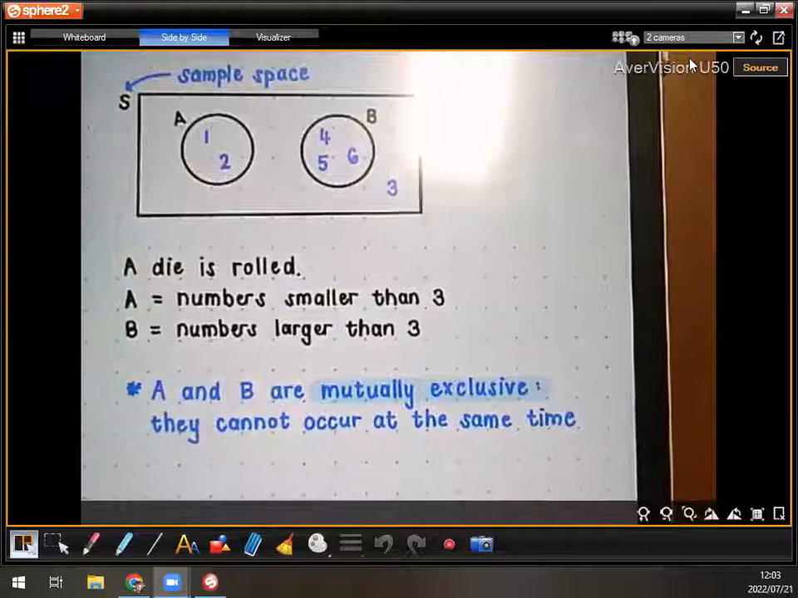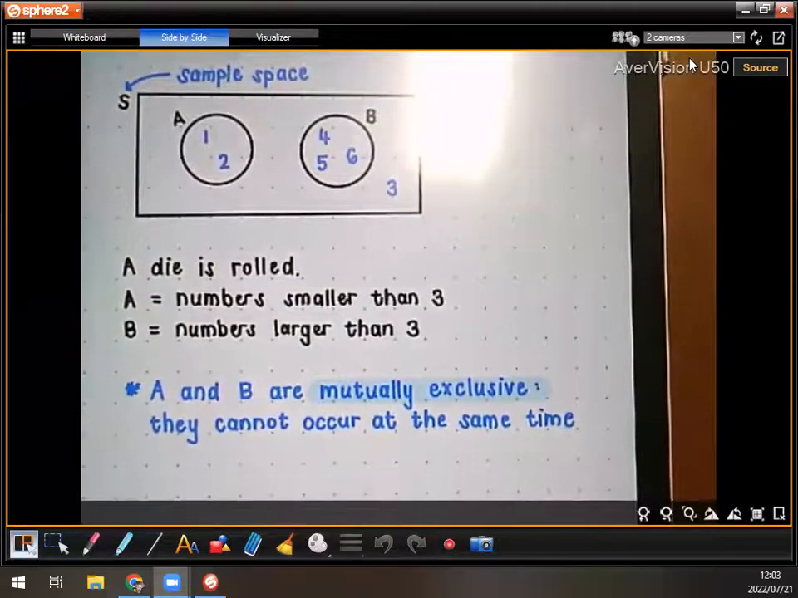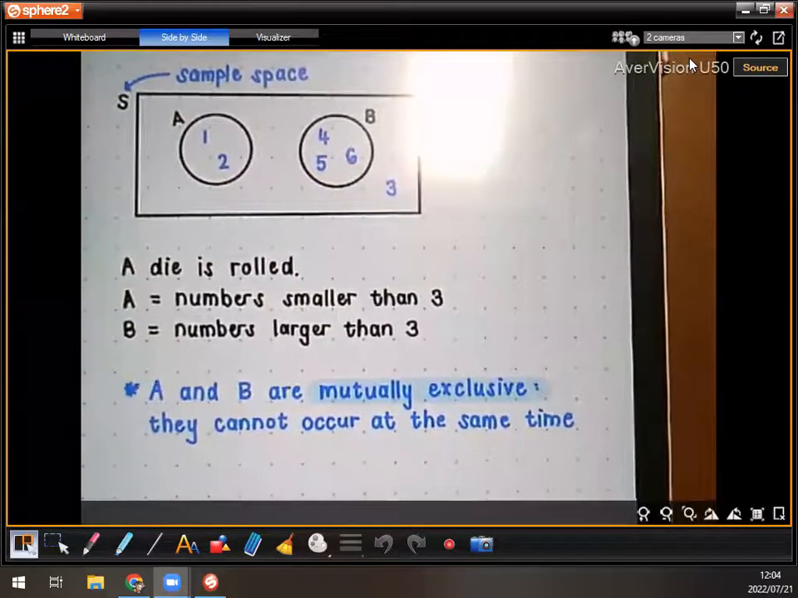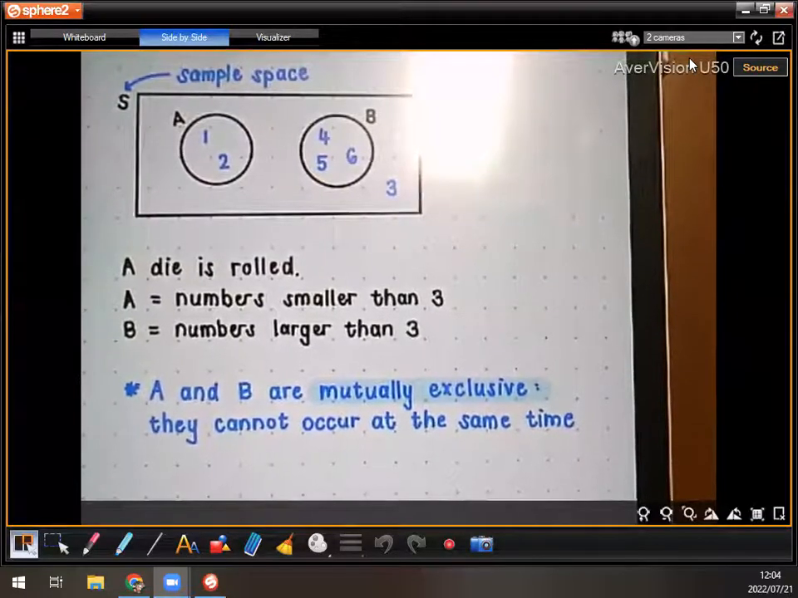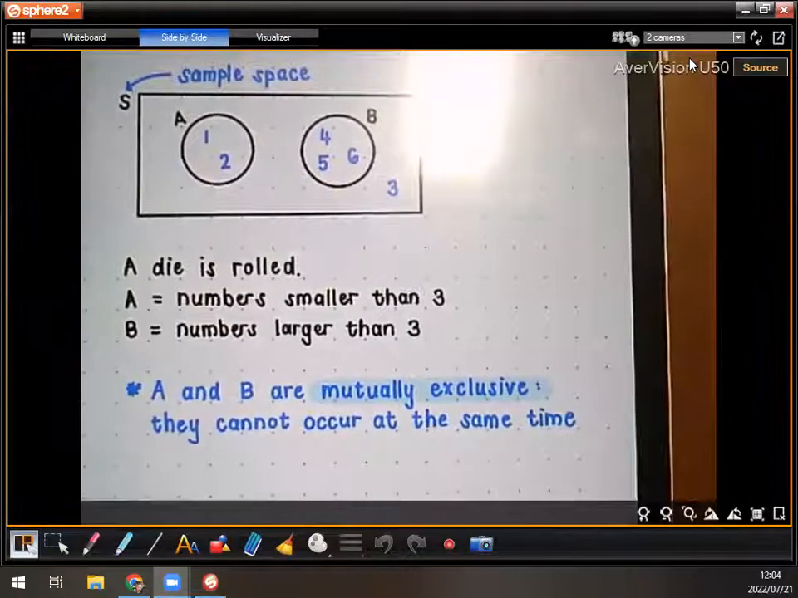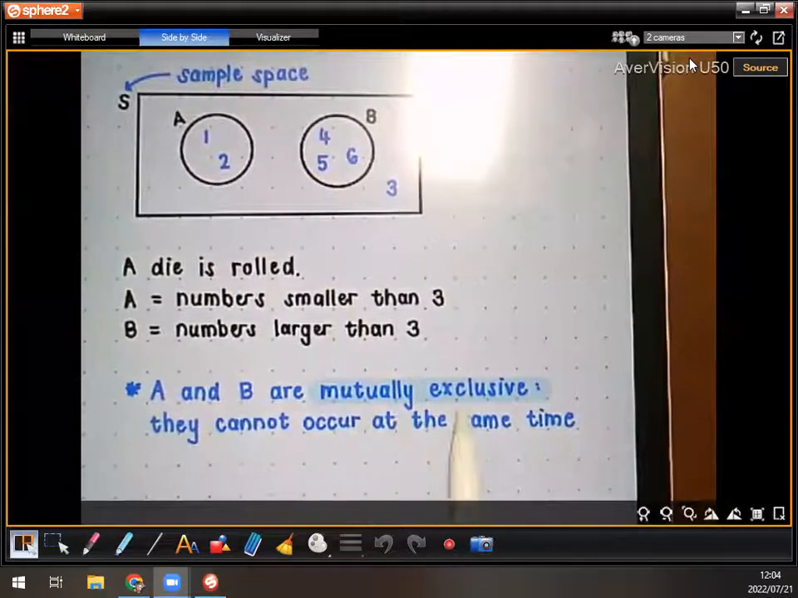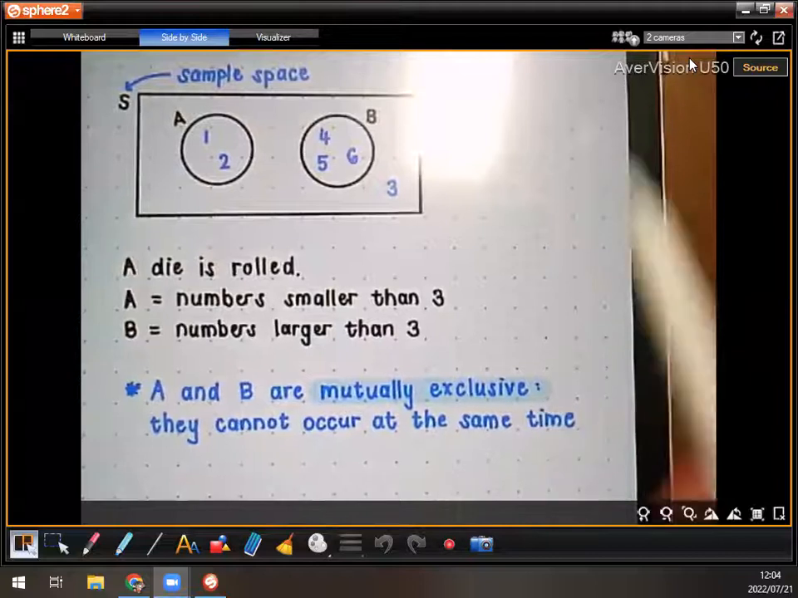Okay, that is just some terminology that you need to know, please. Mutually exclusive. Events or outcomes that cannot occur at the same time. So when you're rolling that die, it can't possibly land on a number that's larger than 3 and smaller than 3 at the same time. So you'll see that when you have mutually exclusive events, the circles will never overlap. The circles will always be separate. Okay, so that's one term that you need to know.